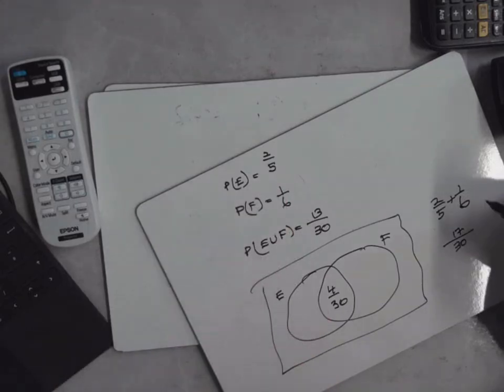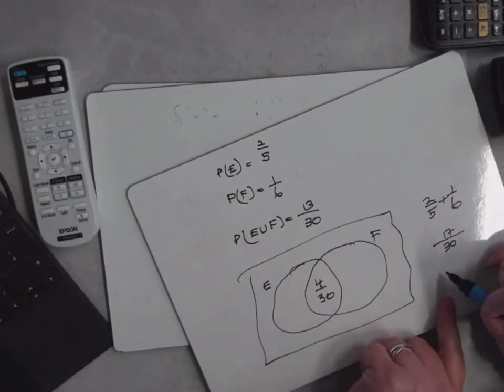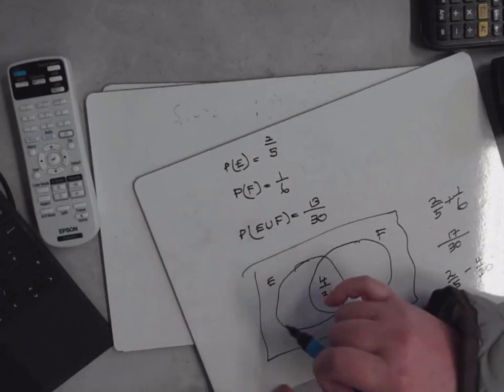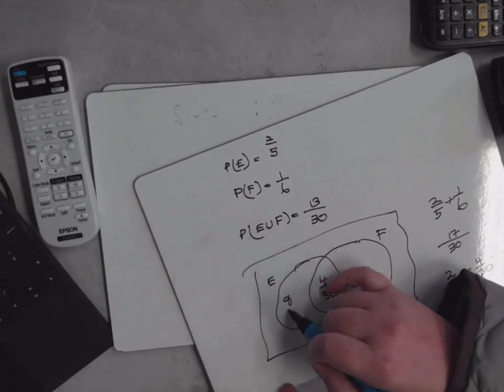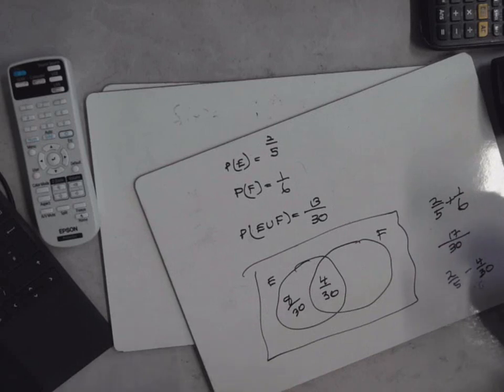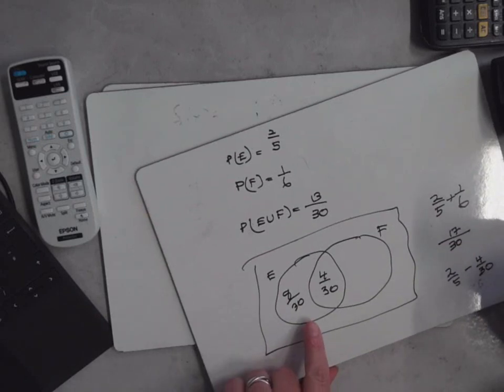So 2/5 take away 4/30 is the next thing I have to do. 2/5 is 12 over 30. Take away 4 over 30, which is 8 over 30. I know all these can be cancelled down, but I'm just leaving them because they're easier to add and subtract if they're all in a common denominator. I think I'm right there, am I, girls?